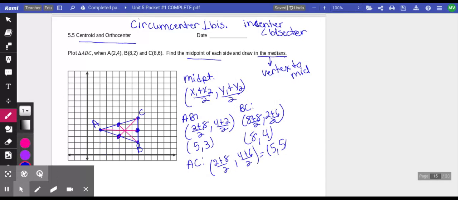Okay, welcome back. So you can see that I found my midpoints. The midpoint of AB is 5, 3. Midpoint of BC is 8, 4. And the midpoint of AC is 5, 5. I then drew the medians, which is from the vertex to the midpoint, which I'll label. And so let's say BC was point D, AB is point E, and AC is point F.